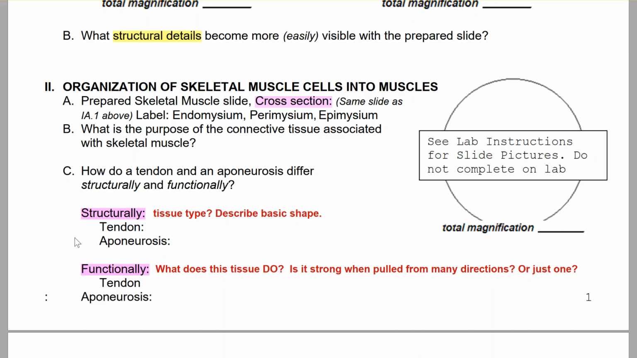And so think about, and you have to compare those structurally and functionally. So structurally is always going to be about what tissue type is it made out of? What does it look like, what is its shape in the body? That kind of stuff. And then functionally is what does it do? Why is it there? What does it connect? Does it have to be strong in one direction or multiple directions? Those are functional questions.